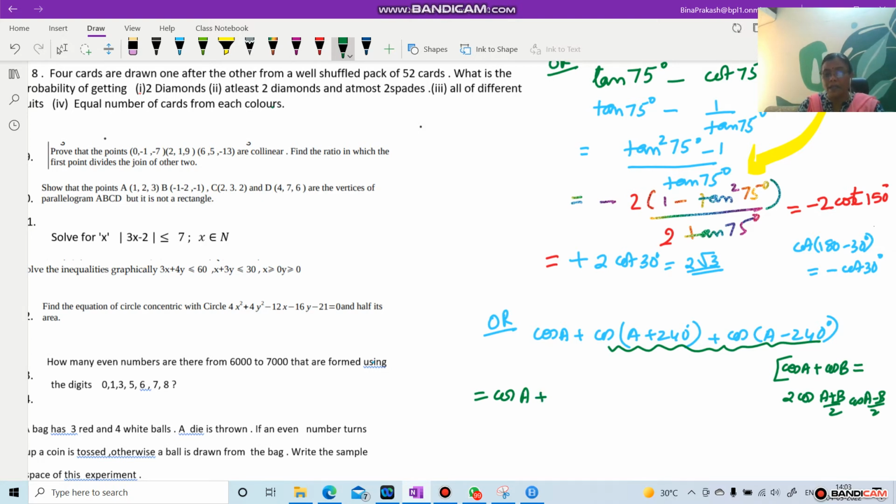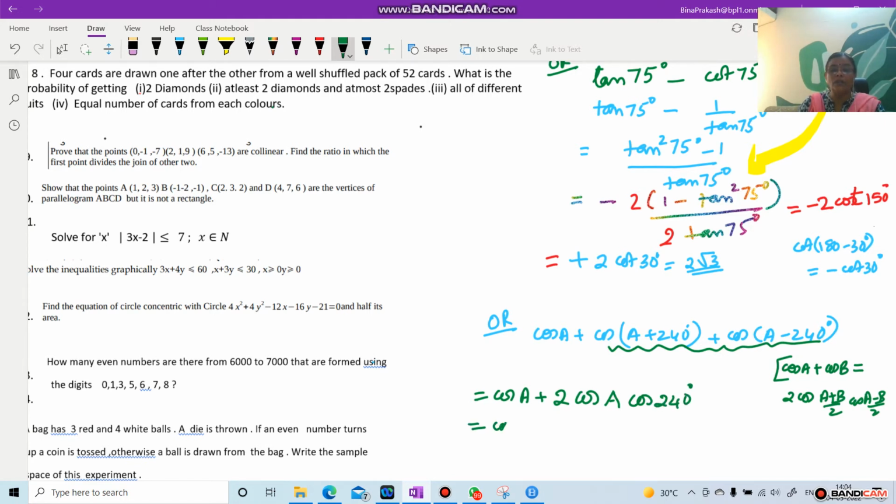Now let us apply the formula. We have twice of cos of half the sum of the angles. When the two angles are added up, 240 gets cancelled. We have 2A, so what is left is A. Then cos of the difference of the two angles, that is A plus 240 minus A plus 240. So 240 gets added up, divided by 2 gives us 240. So that's the value we have.